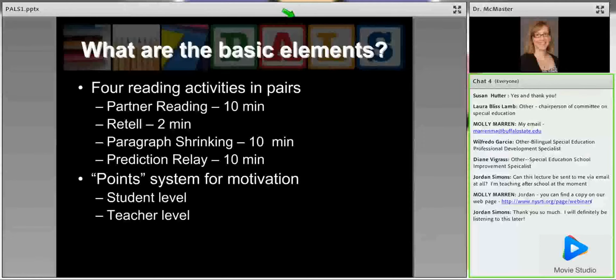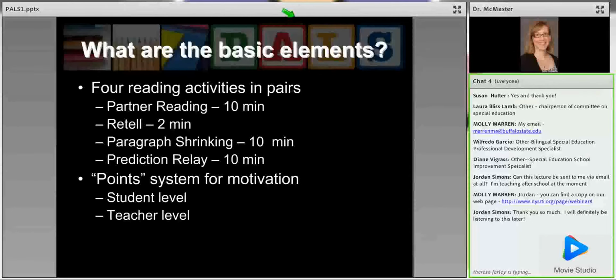Once kids learn to do all of those activities, it takes about 35, 40 minutes if you put in transitions and things. So all of those activities, though, are designed to be done in one sitting with whatever text the students are reading, which we'll talk about a little bit later.